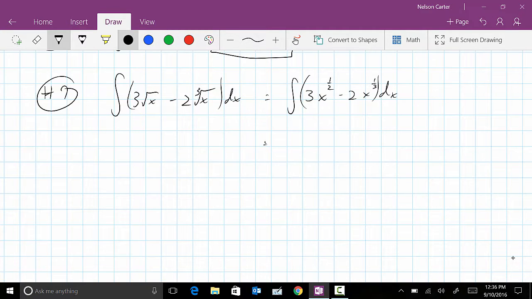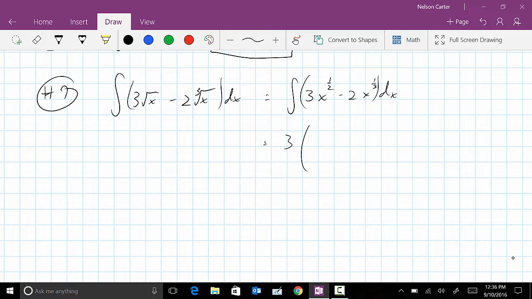Now, I've always told students that the way I do this is, like here, for example, it's a half, right? So you're going to have to add 1 to that, which is going to be 3/2, and it would be divided by 3/2. But I always tell people, and I learned this in Cal 1, it's easier to just do all that in one step. It's x to the power 3/2 over 3/2.